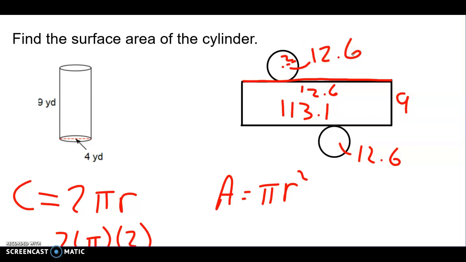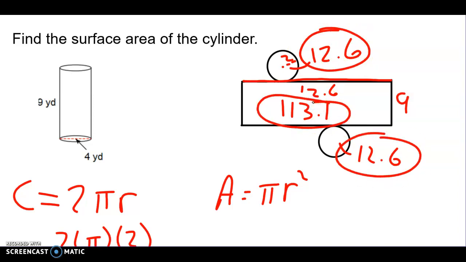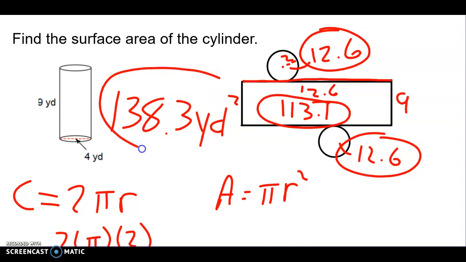So back to the surface area problem. We have the area of each circle as 12.6. The area of the rectangle is 113.1. So to finish up the problem, we find the surface area by adding together 12.6, 12.6, and 113.1. That gives us a total surface area of 138.3 square yards.